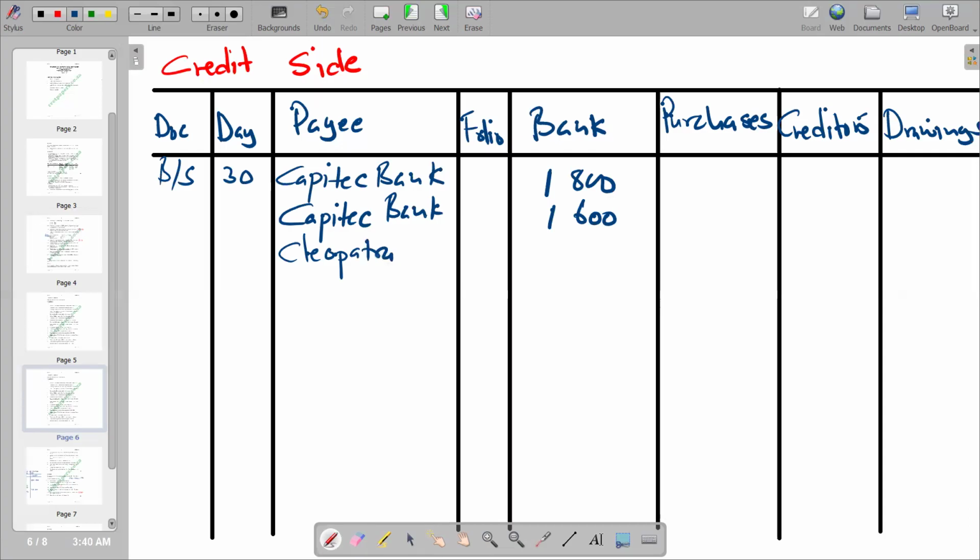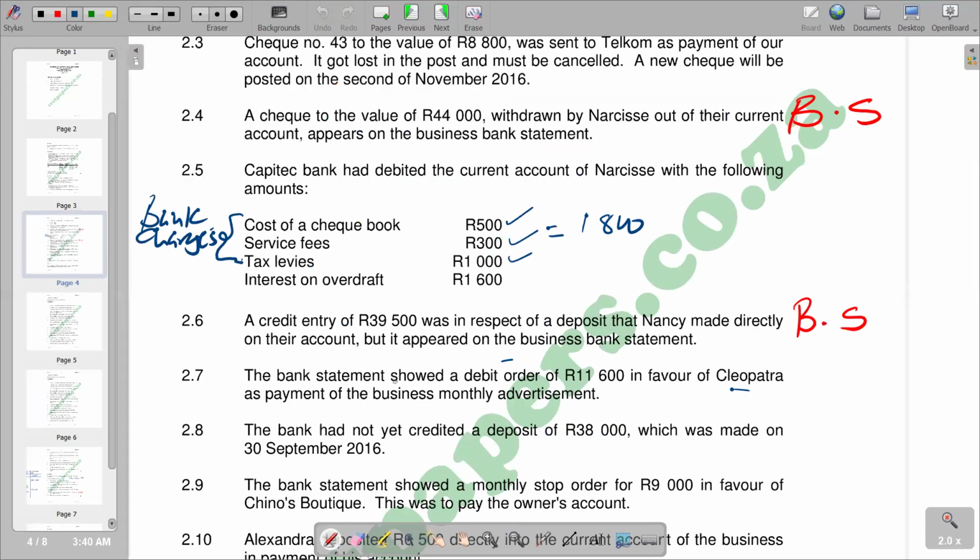The amount we can just try to refer back is 11,600. So we check the reason for the payment. It was in favor of Cleopatra as a payment of a business monthly advertising. So obviously, this shows that it was for advertisement. So advertisement is the payment.